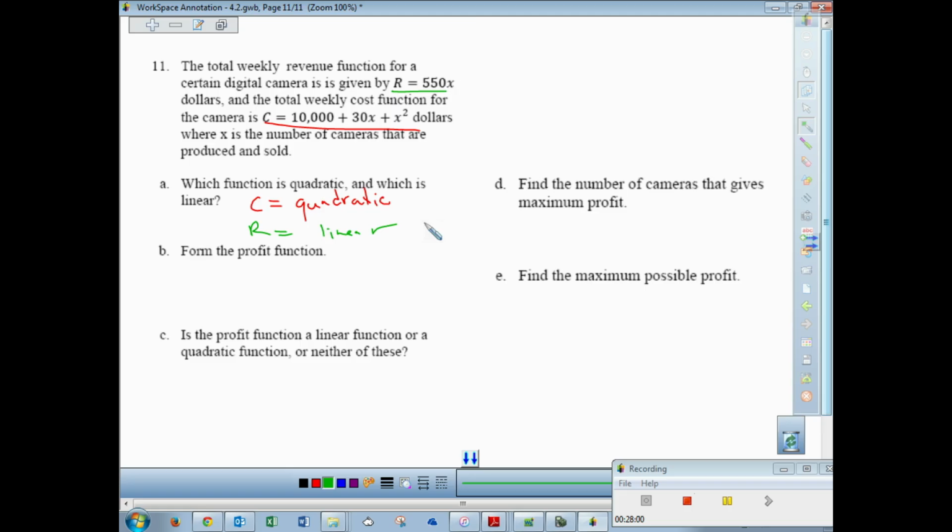Form the profit function. Profit, again, equals revenue minus cost. Revenue is how much money you bring in. Cost is how much money that you spend. Right? So you take your revenue and subtract away your cost. So profit equals revenue, which is 550x, minus the entire cost function, so you put it as a quantity.